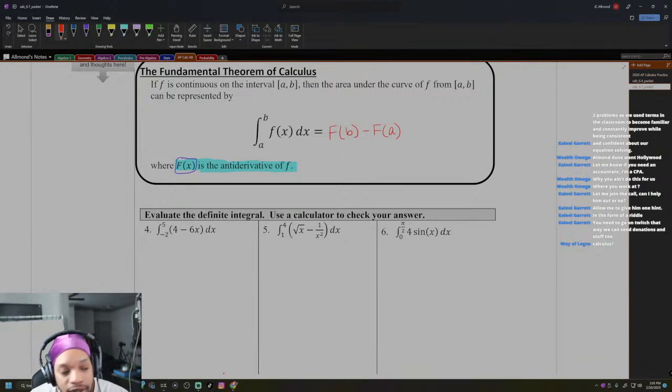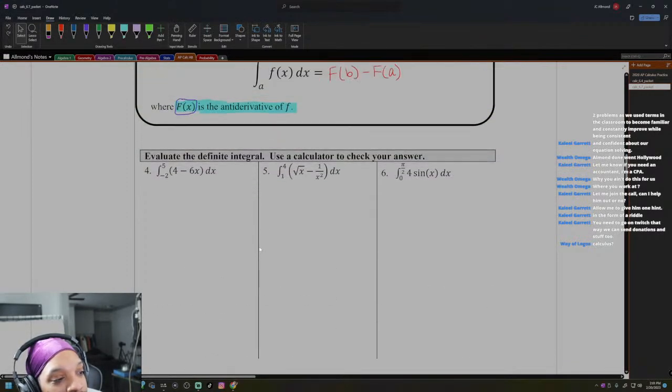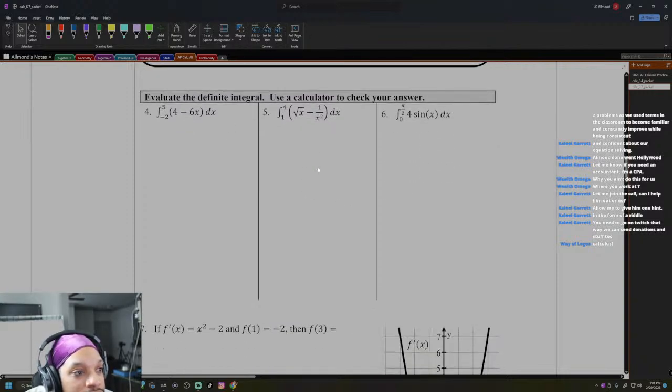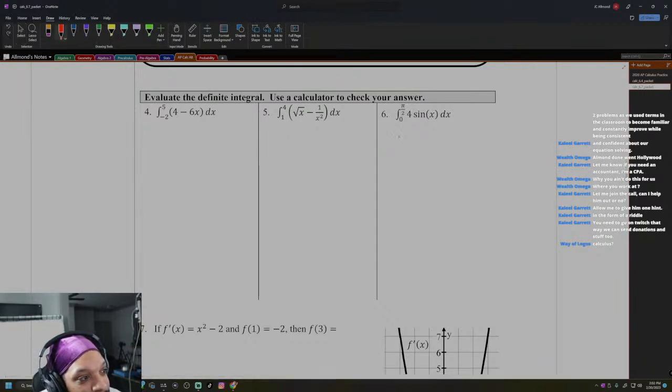Okay. Number 4 through 6, that's literally what our next assessment is going to be over. Evaluating definite integrals. Like our next unit. No, our next section within unit 6. Oh, wait, we're going to start this tomorrow. Okay. All right, definite integral.